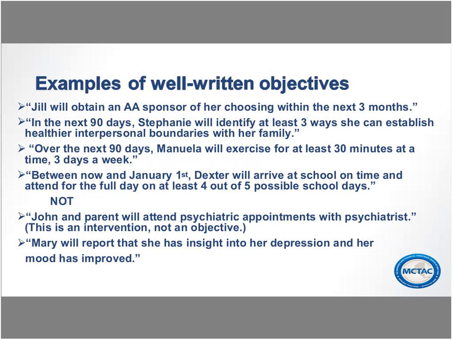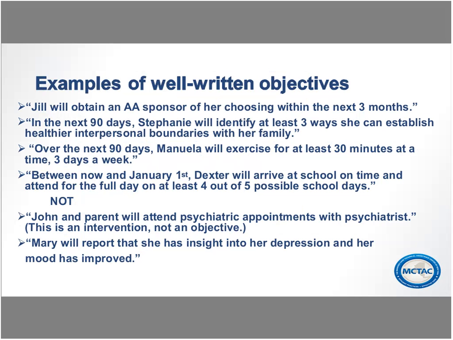So here's just a few examples, a snapshot of some well-written treatment plan objectives. Again, what are these measurable behavioral steps that meet either the RUMBA or the SMART criteria? Jill will obtain an AA sponsor of her choosing within the next 3 months. Pretty clear, shows that she's achieved something. In the next 90 days, Stephanie will identify at least 3 ways she can establish healthy interpersonal boundaries with her family. Clear, measurable, behavioral. It shows what she's going to do about it.